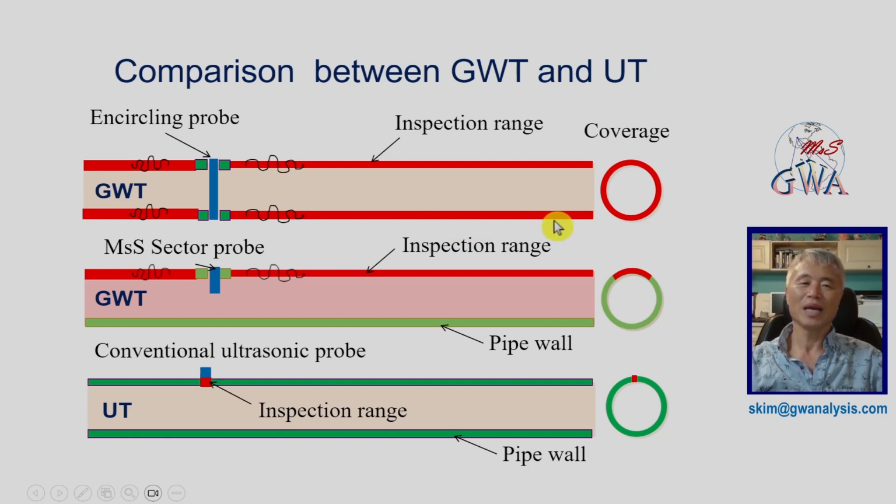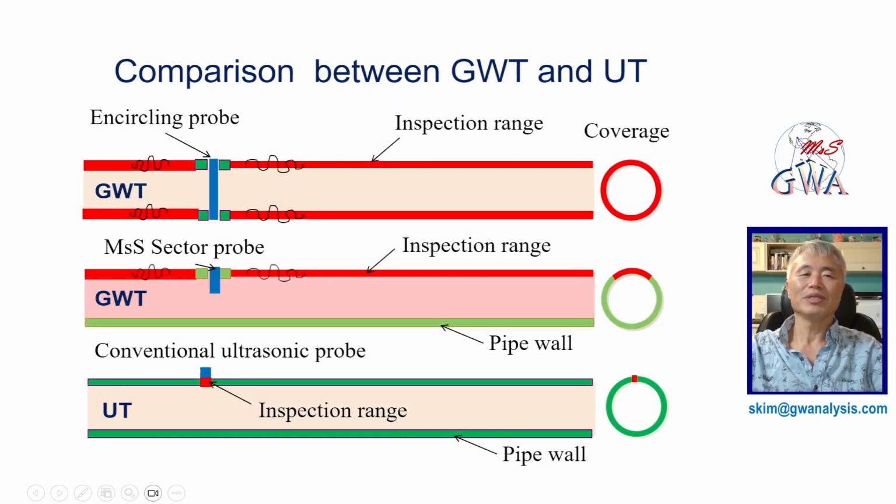The guide wave probe has two kinds. One is an encircling probe covering the whole pipe circumference. That includes MSS encircling probe or discrete piezoelectric belt. These probes cover the whole pipe circumference and generate ultrasonic wave along axial direction of pipelines.